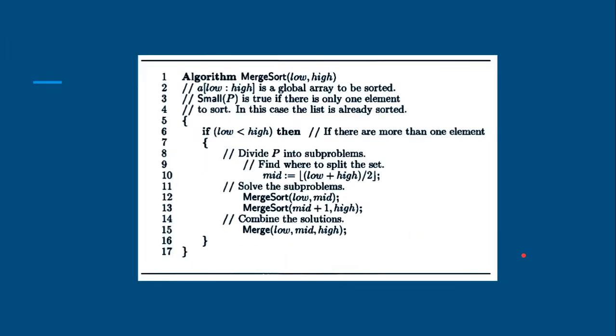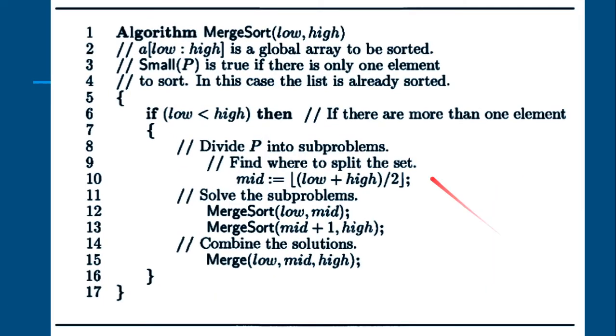Now let us see how the algorithm works. First we have to divide the problem into subproblems, so that is how the merge sort algorithm works. The merge sort goes from low to high, that means it will combine the elements from the lower to the higher order. The elements are from the lower index to the higher index, and we have to check if low is less than high. That means as long as there are elements, you have to divide the problem into subproblems.